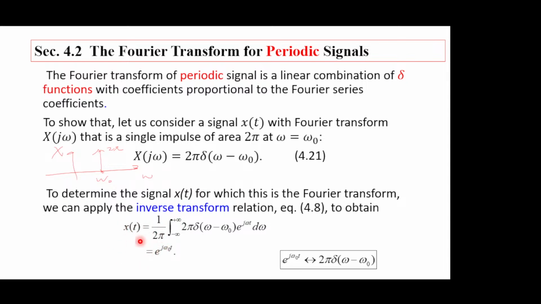So your big X is this delta function at omega naught times 2 pi, and your x will be e to the j omega naught t. So here we prove this very nice, useful Fourier transform pair: e to the j omega naught t has Fourier transform 2 pi delta of omega minus omega naught. Question?